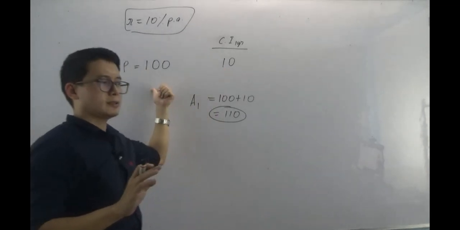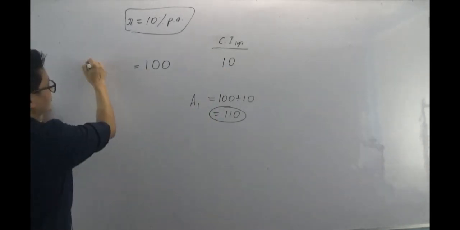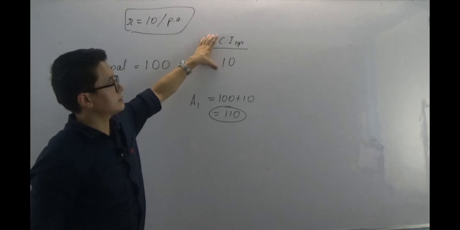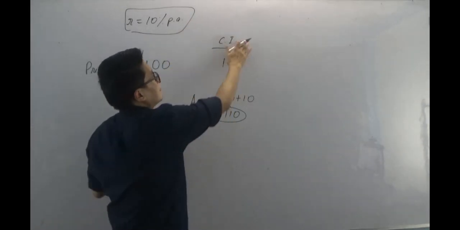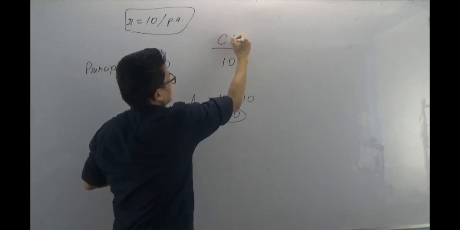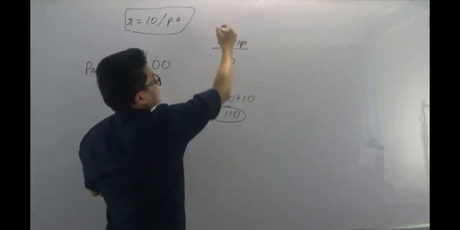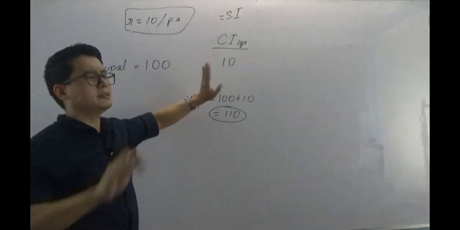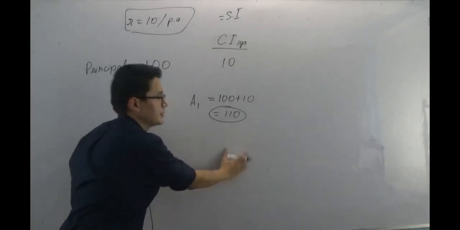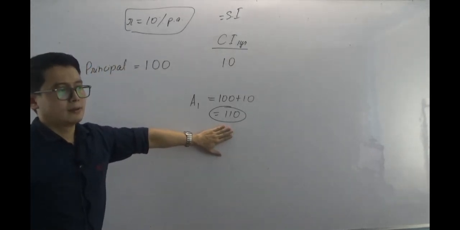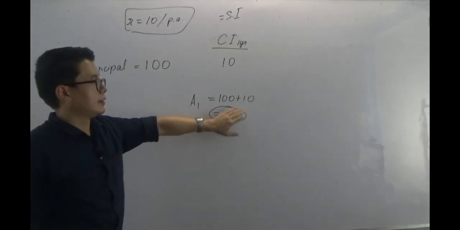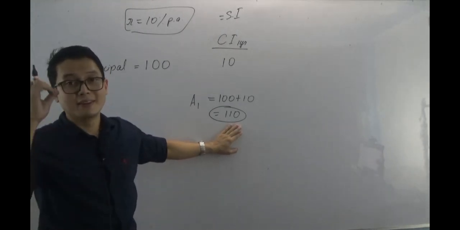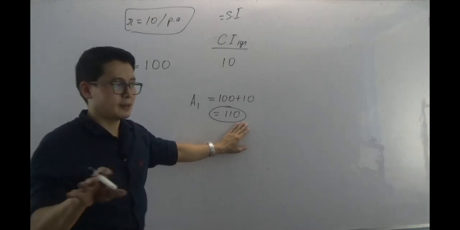Amount is the interest plus the principal. For the first year, compound interest and simple interest are the same, there is no difference. The amount is 110. Is this fine? Yes, sir.